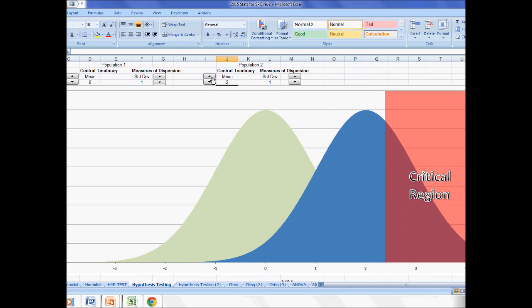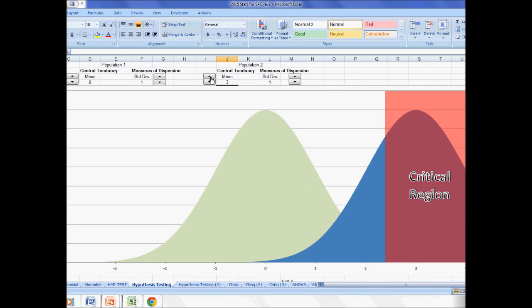Now, what if the mean was 2? Well, now you're getting close, but it's still not statistically different because your mean hasn't moved into that critical region yet. So let's say the mean is then moved to 3 standard deviations out. Now the hypothesis test would come back and say, hold on, there is something statistically significant here. This distribution seems to be different than the original because it falls within the 5%.